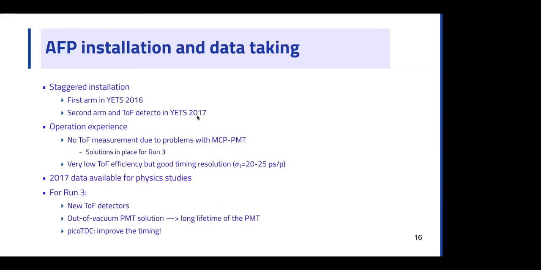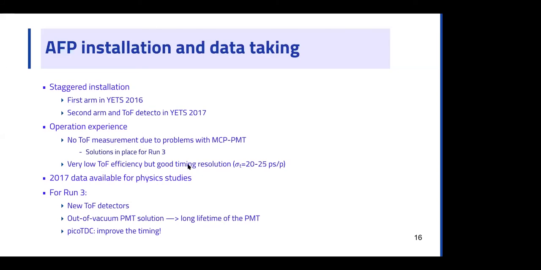The first year of operation showed that we had some problems in efficiency, and these were identified to come from the photomultipliers that were breaking down in vacuum and not working correctly, in addition to radiation damage problems.